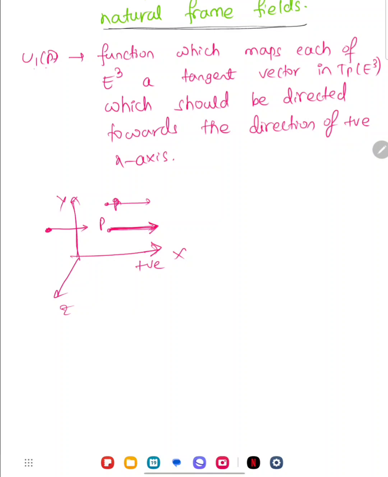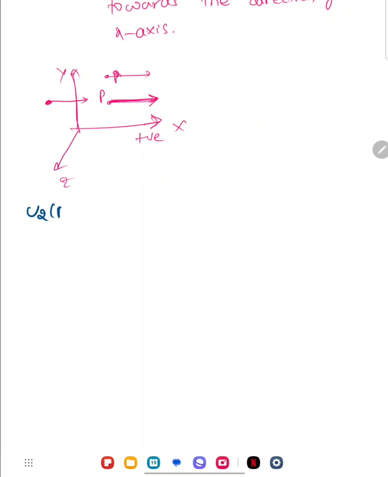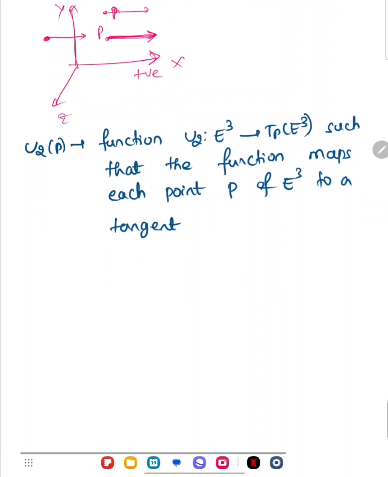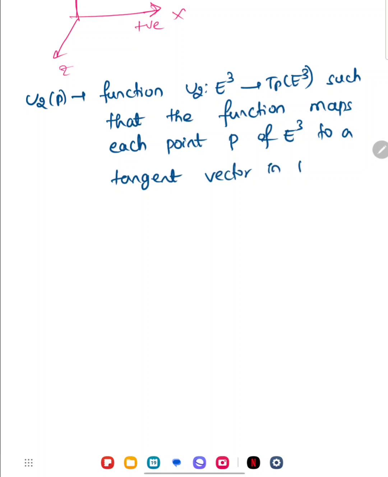So likewise, U2 of P is a function U2 from the set E3 to the tangent space at P of E3 such that the function maps each point P of E3 to a tangent vector in the tangent space at P of E3 which should be directed towards the positive y-axis.